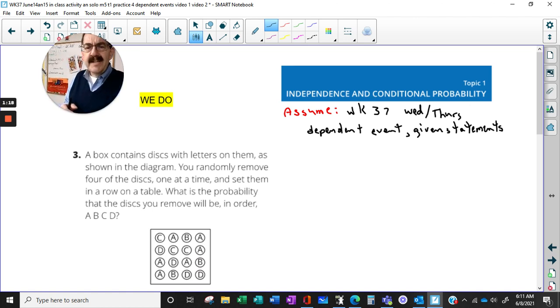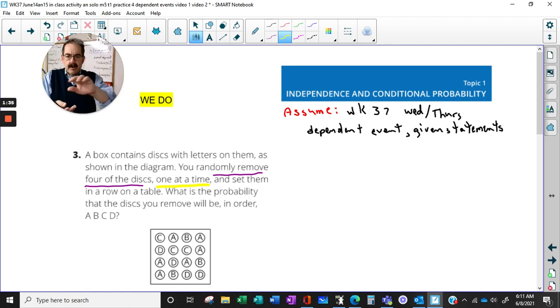A box contains discs, little discs with letters on them shown in the diagram. You randomly remove 4 discs. Ooh, there's a key term. You randomly remove 4 of the discs, one at a time, and set them in a row on the table. What is the probability that the discs you remove will be in order A, B, C, D?